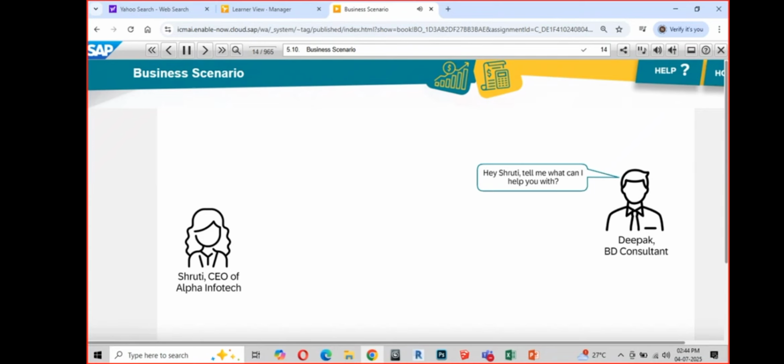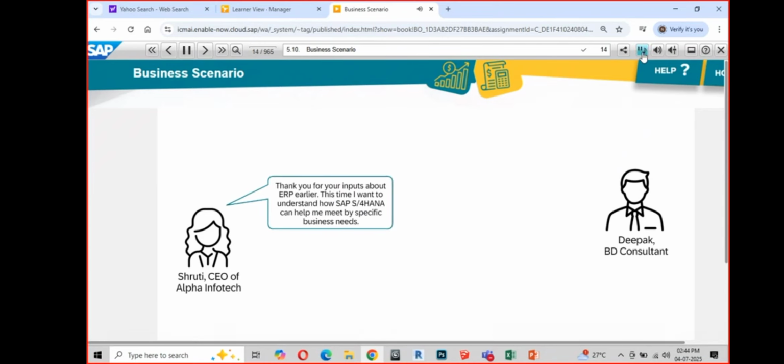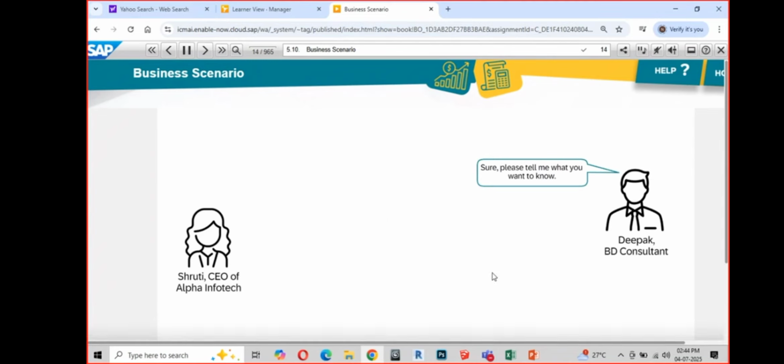So they have also brought in some interactive slides. I don't know if you're able to hear the audio. So Mr. Deepak is discussing with Shruti, okay, as regards this particular issue.